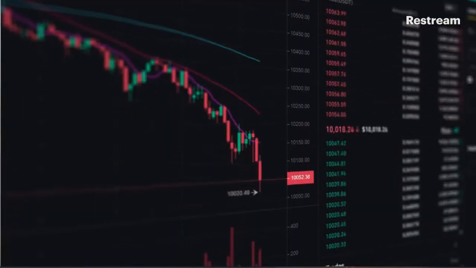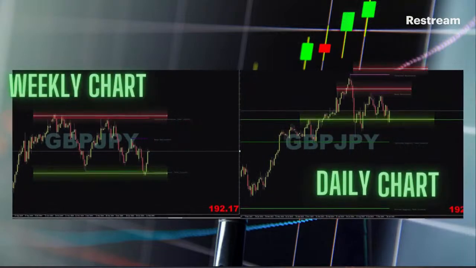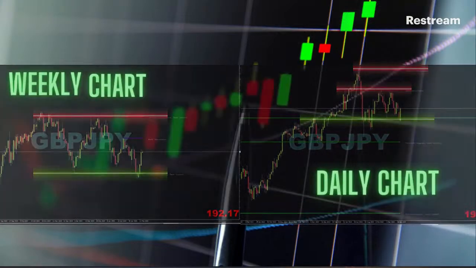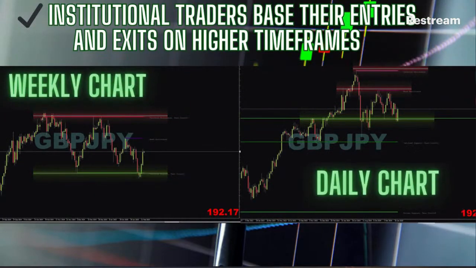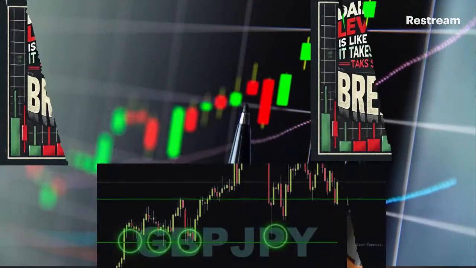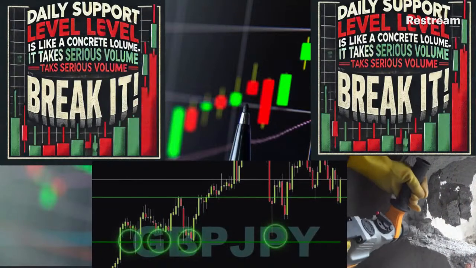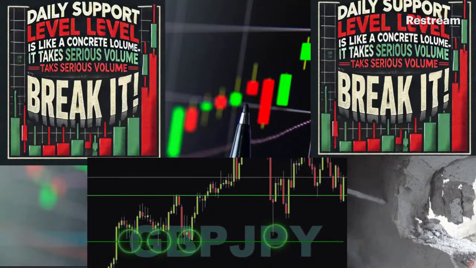The real money is watching daily and weekly key levels. Why? Because institutional traders base their entries and exits on higher time frames. A daily support level is like a concrete wall. It takes serious volume to break it.